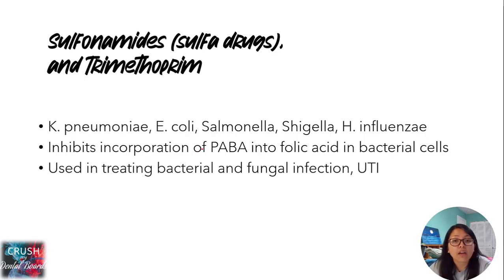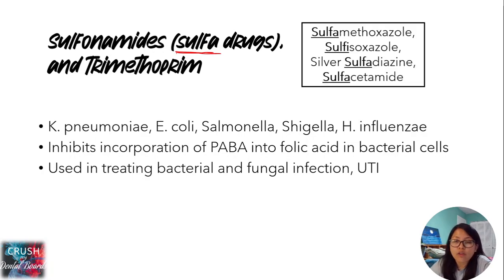Okay. Another type of drug would be your sulfonamides or your sulfa drugs. They start with sulfa, and your trimethoprim. Examples are sulfamethoxazole, sulfacetamide, and sulfadiazine. Now, these are effective against your Klebsiella pneumonia, your E. coli, Salmonella, Shigella, and your Haemophilus influenza.